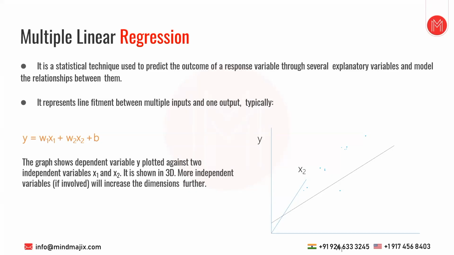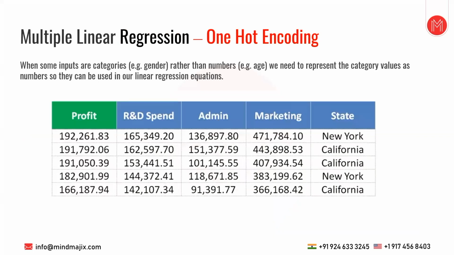So let's see one hot encoding in multiple linear regression. First of all we have to find out the meaning of one hot encoding. One hot encoding allows the representation of categorical data to be more expressive. Many machine learning algorithms cannot work with categorical data directly, so the categories must be converted into numbers, and this is required for both input and output variables that are categorical. When some inputs are categories rather than numbers, we need to represent the category value as numbers so they can be used in our regression equation.